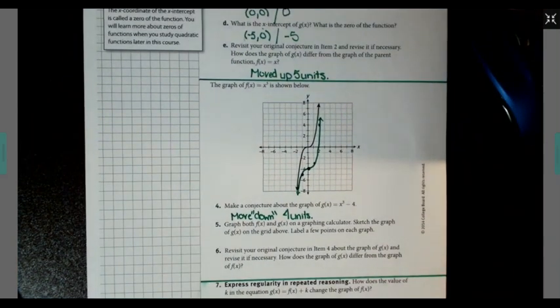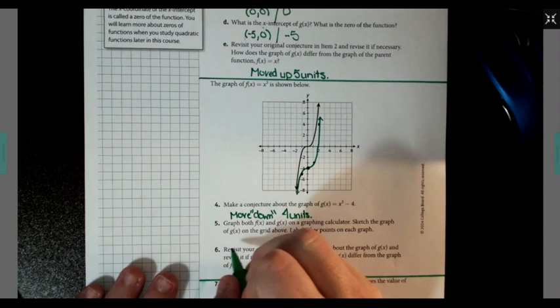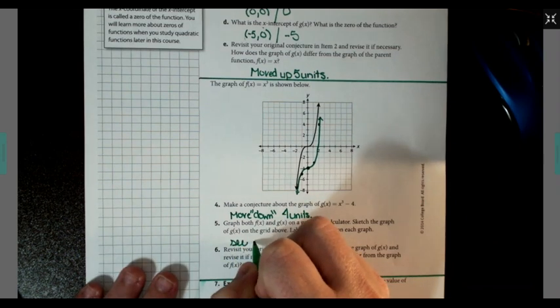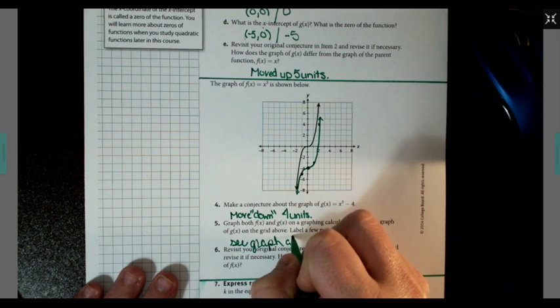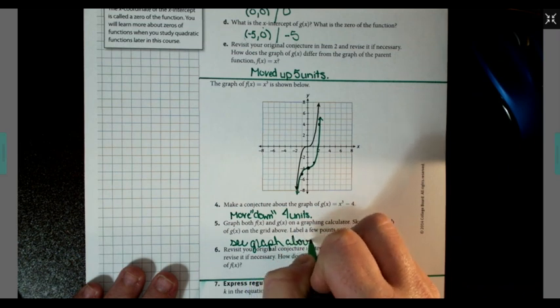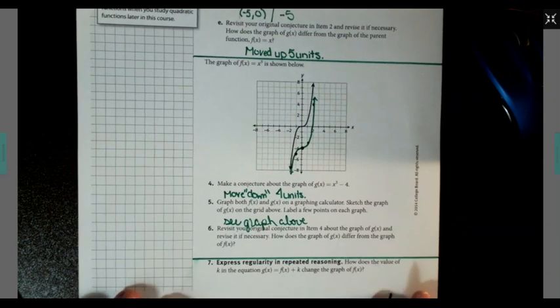Cubes are one of the harder ones to graph. And I'm just going to make a note. See graph above. Okay.